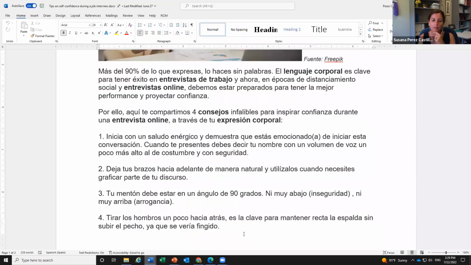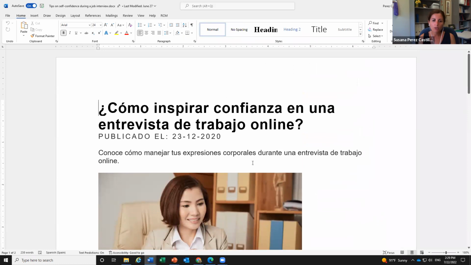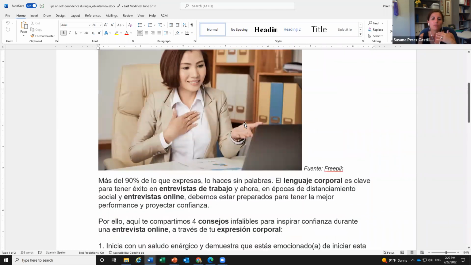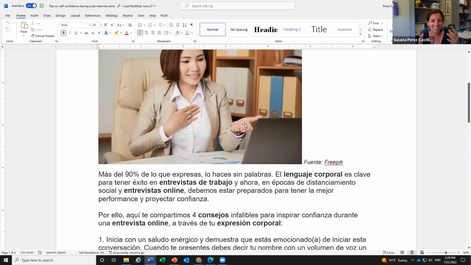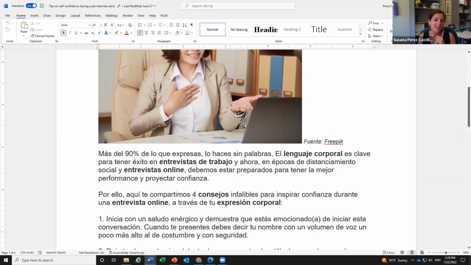Where is it? Okay, here. This is something that I took from the internet. It's in Spanish. Again, it's the language that I teach, but I will show you a number of topics that are very interesting and that you can find sources for, okay, to use. So in this case, it was a how-to. You can find many how-tos, like tips on this or that. In this one it's how to show self-confidence during a job interview online. Okay, so that's very modern, very contemporary, right?